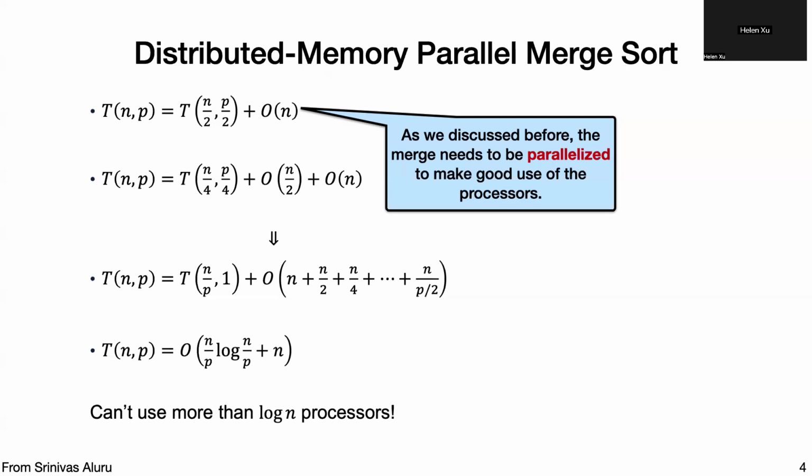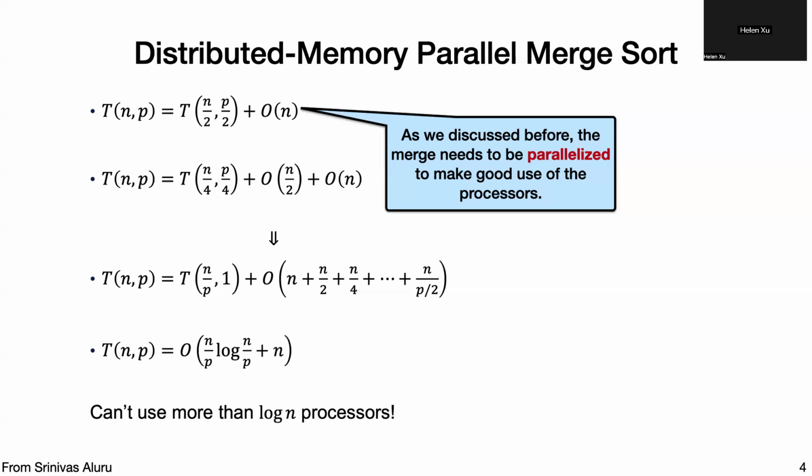Well, if you unwind this recursion, n over 2, p over 2 becomes n over 4, p over 4, plus n over 2, and all the way down. So you unwind, and you get n over p. You unwind this p times. This becomes 1, and this is a summation n plus n over 2 all the way up to n over p. And then if you solve this, that comes out to n over p log n over p plus n.